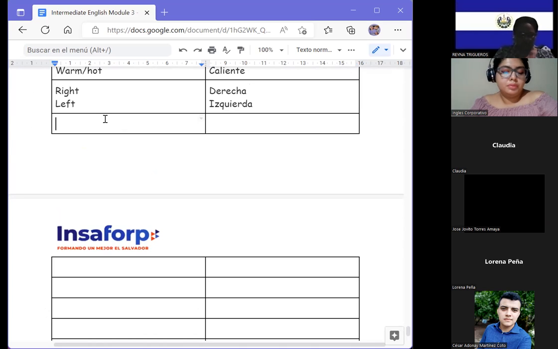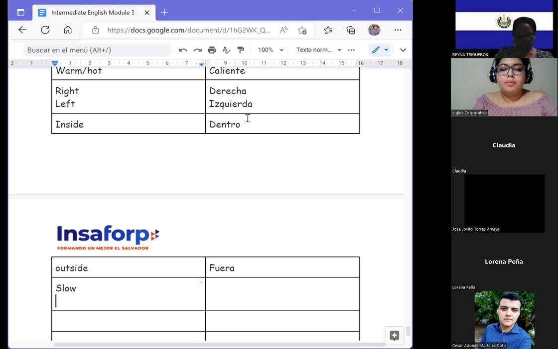Let's see. Inside. What is the antonym of inside? Outside. Good. Inside is dentro, outside is fuera. Slow. Fast. Good, fast. Lento, rápido.